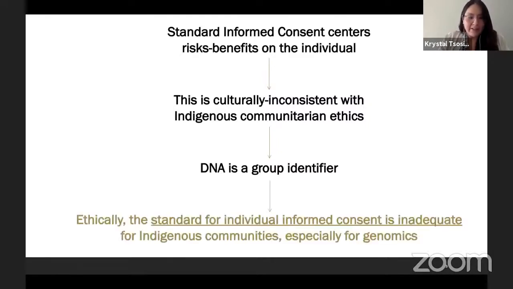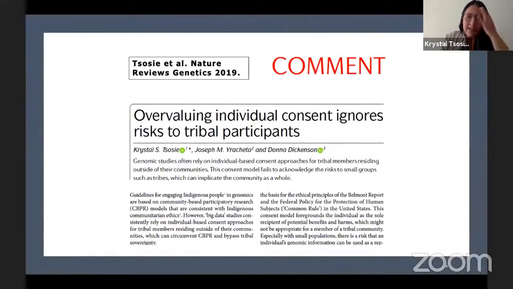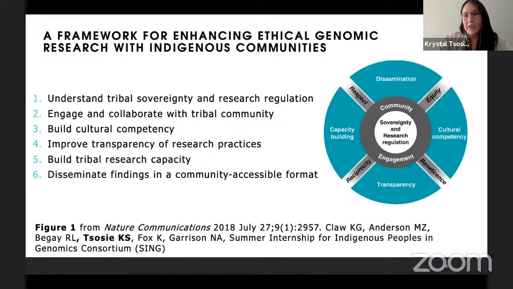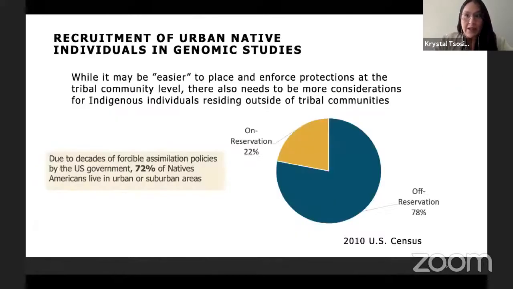All in all, ethically, the standard for individual informed consent is inadequate for Indigenous communities, especially related to genomics. And these concepts are something that I've already outlined in the published paper there below. So we talk about community-based participatory ethics, and these CBPR principles have been related to genomics research in these guiding principles for how to ethically engage in genomics research with Indigenous communities.